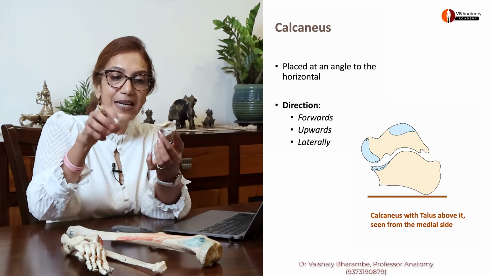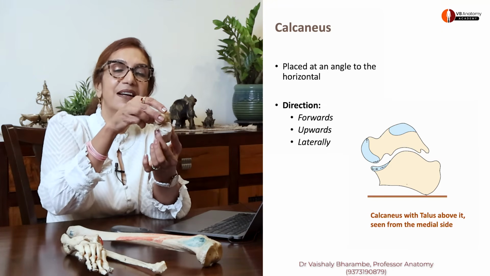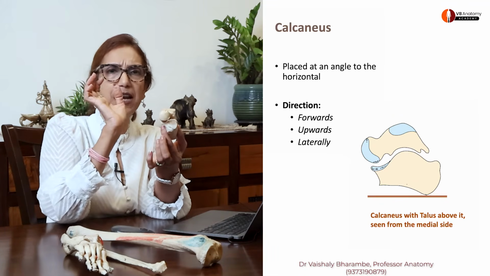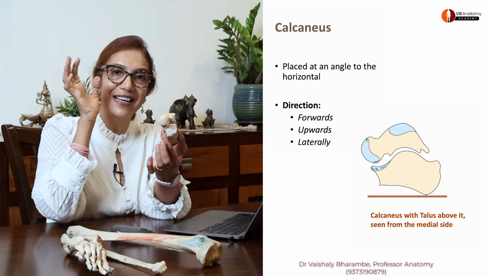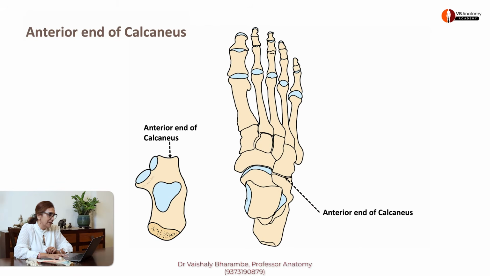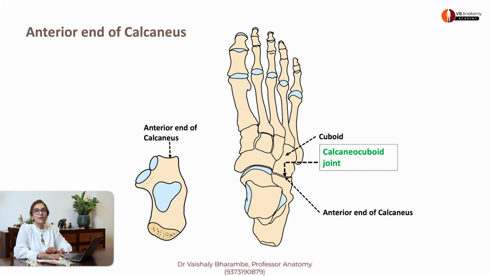And then holding it like this, you will rest the talus on it gently. See how beautifully the talus stays? It doesn't try to fit in, it just goes and sits, right? So, anterior end of calcaneus is here. It articulates with the cuboid bone. Both the surfaces are concavo-convex.